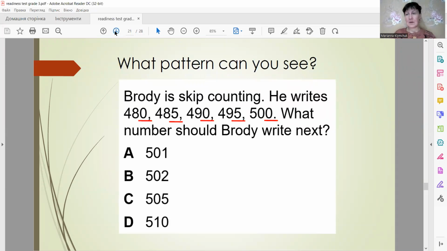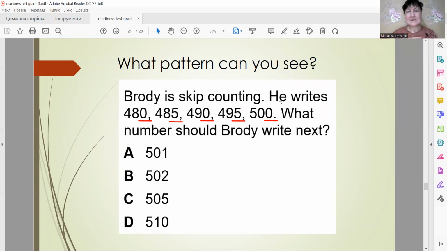Okay, here it's easy if you understand the pattern. So Brody is keep counting. He writes 480, 485, 90, 95, 500. I underlined for you on purpose to see the pattern. So you can see 0, 5, 0, 5, 0. What should be next? 5.